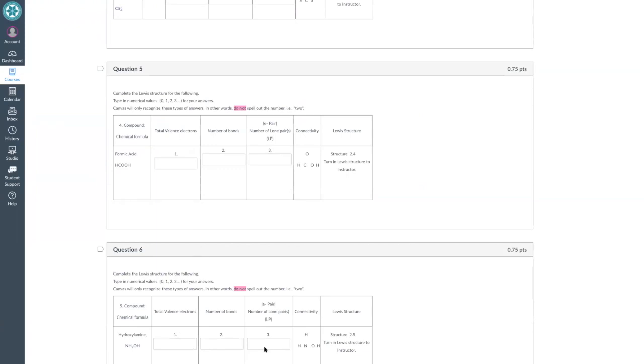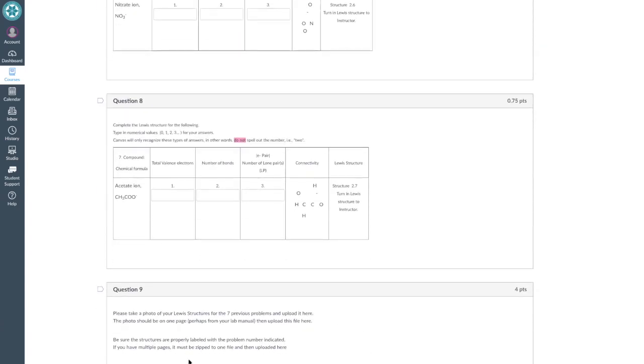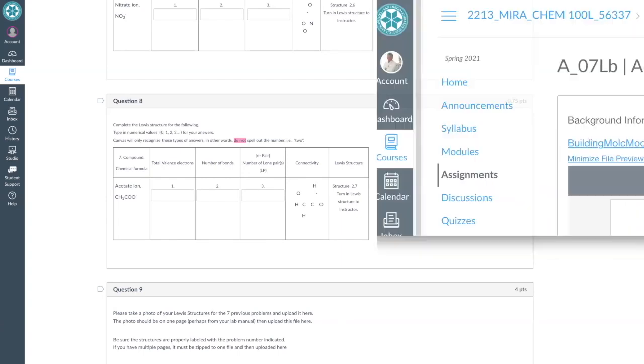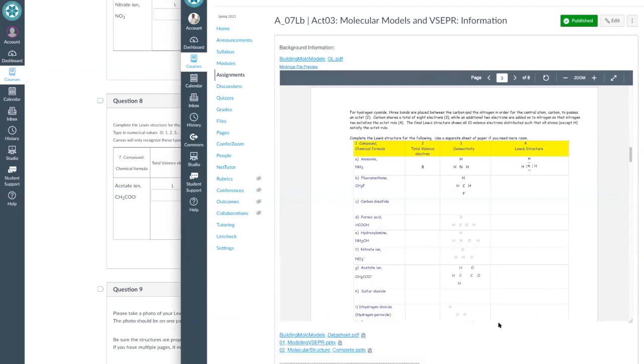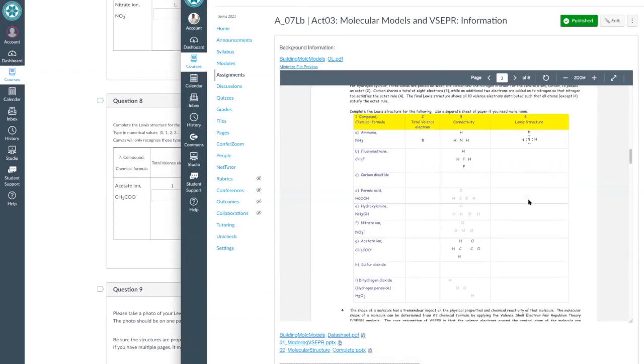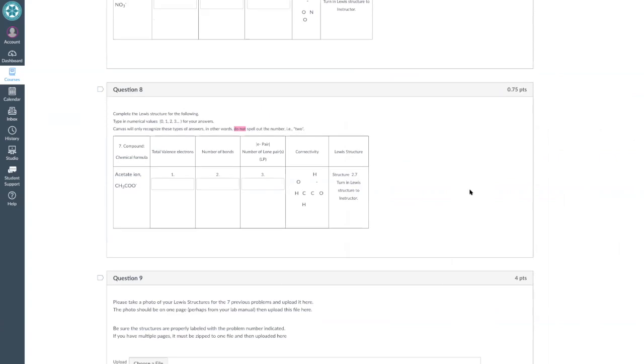You just complete it, and you will be able to determine the total valence electrons, the number of bonds, and the lone pairs. Then this is the connectivity, and then you want to do the Lewis structure, because at the very end you are going to have to upload this worksheet that you are doing onto Canvas. So at the very last question here, you are going to be drawing the Lewis structure. Once you complete that, then there's part 2.